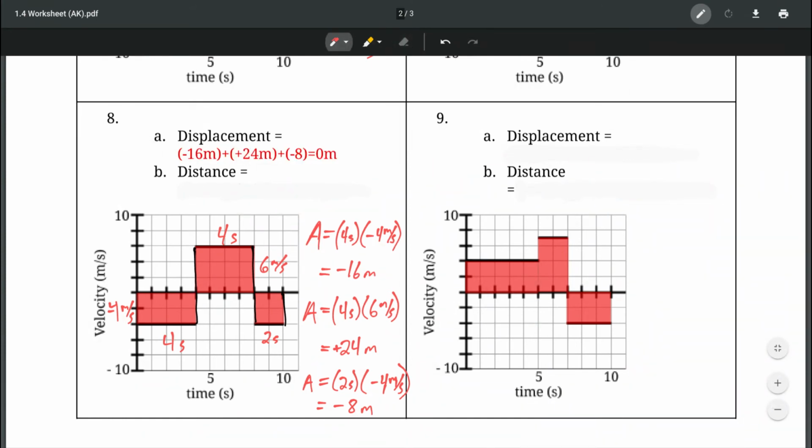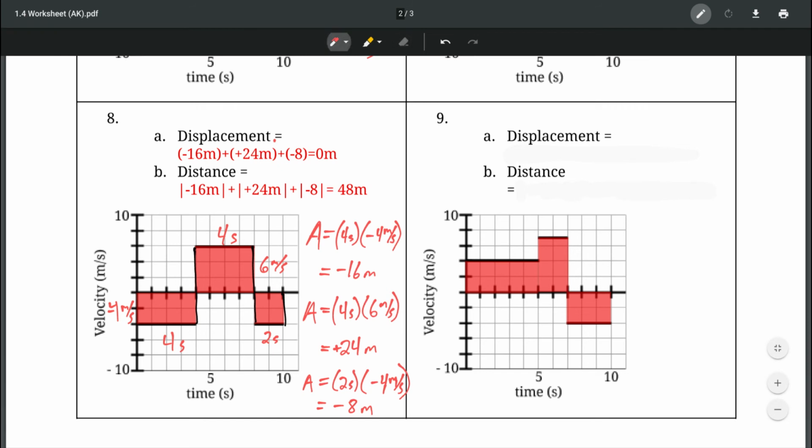But we can't just take the absolute value of this total displacement. What we need to do instead is find the displacement of each section by itself and then find the sum of those. So to do that, we'll have +16 plus +24 plus +8 and get a total distance of 48 meters.